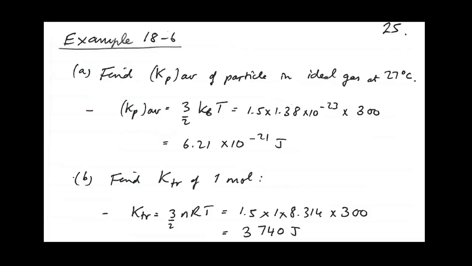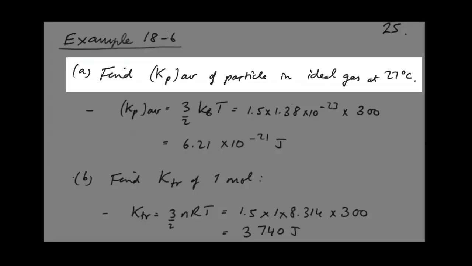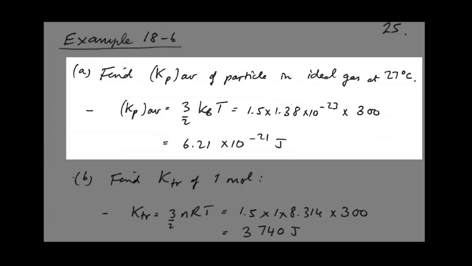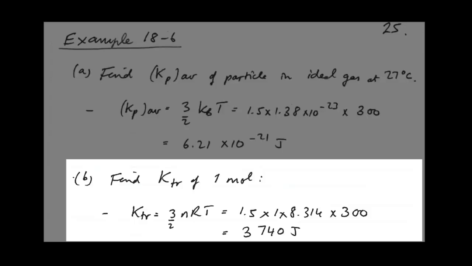Example 18.6 is a simple example with 3 calculations. First, find the average kinetic energy of a particle in an ideal gas at 27 degrees centigrade. Convert the temperature to Kelvin, and we have the average kinetic energy is 3/2 kB T, and putting in the numbers we get 6.21 times 10 to the minus 21 joules. Part B, find KTr, the total translational kinetic energy of 1 mole of this gas. So KTr equals 3/2 nRT, and plugging in the numbers we find it's 3,740 joules.